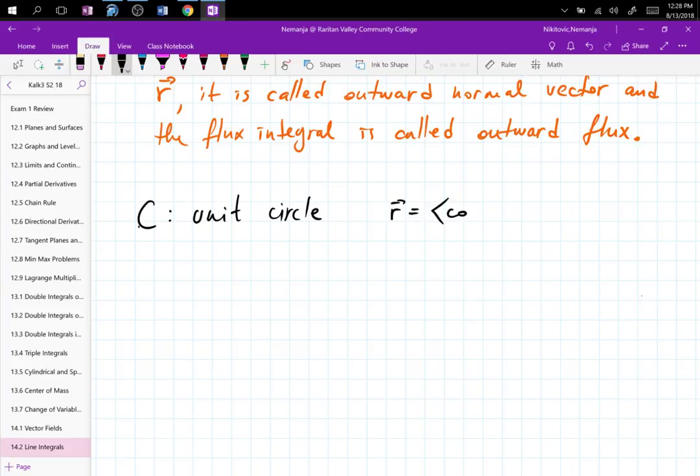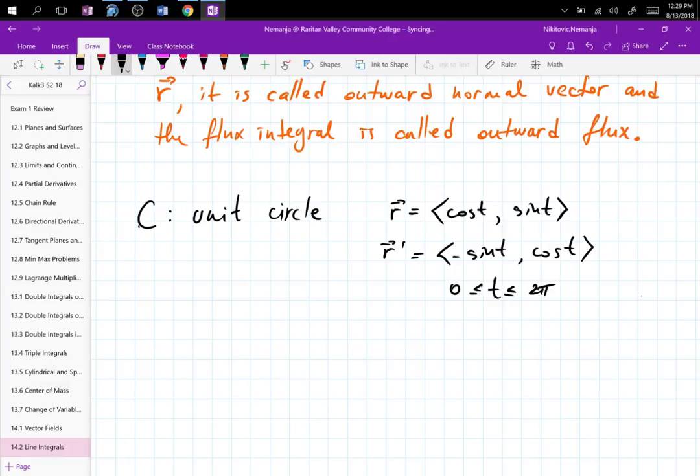R is going to be cosine t, sine t. Now orientation is important. You have to put cosine first if you want the outward flux. Otherwise, it's an inward flux if it splits a different way. They don't say it, but it is what it is. The derivative is negative sine t, cosine t, and for the first time today, I will immediately say that t is between 0 and 2 pi because we want the full circle.